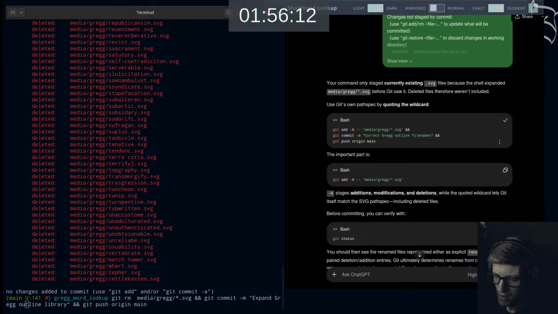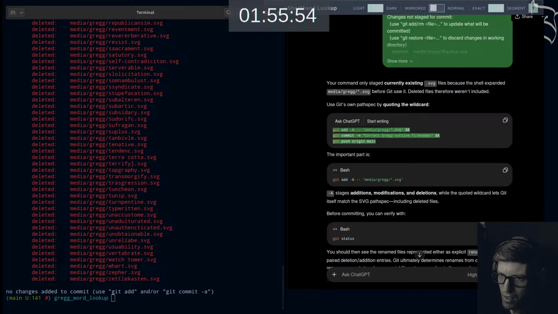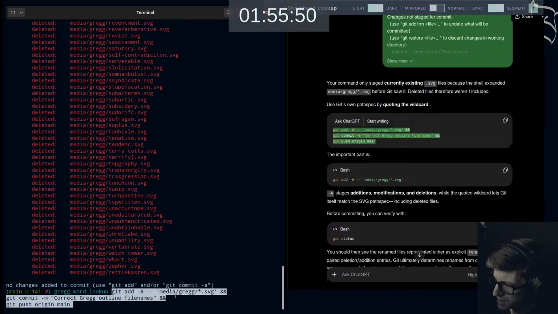So let's go ahead and copy the wildcard. Go over to the terminal. And let's go ahead and grab the three. So we're going to add, copy the command here, paste it here. Git add using the -A flag, which is the wildcard, right? It stages additions, modifications, and deletions.